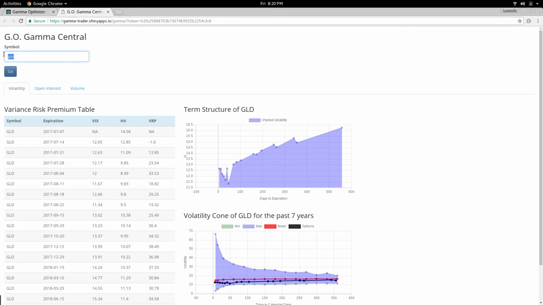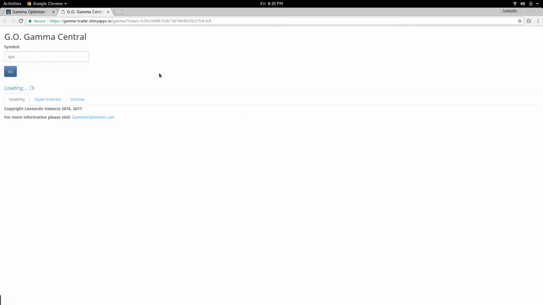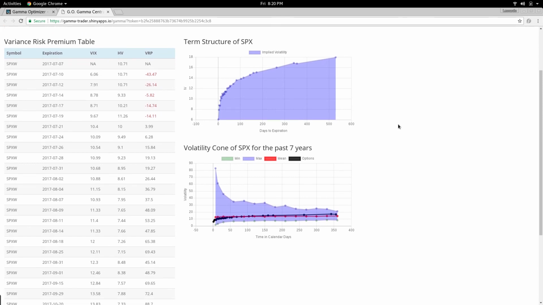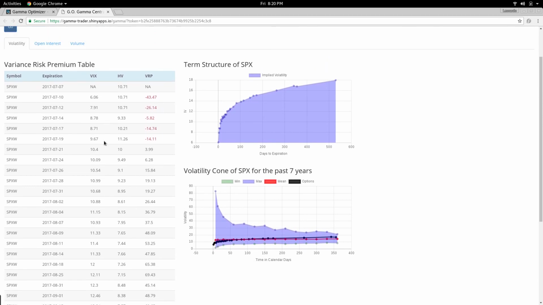Let's try with something different. Let's try with SPX. Let's load SPX here and see what kind of profiles we can see. So, okay, so in SPX, I want to highlight a couple things in the market.